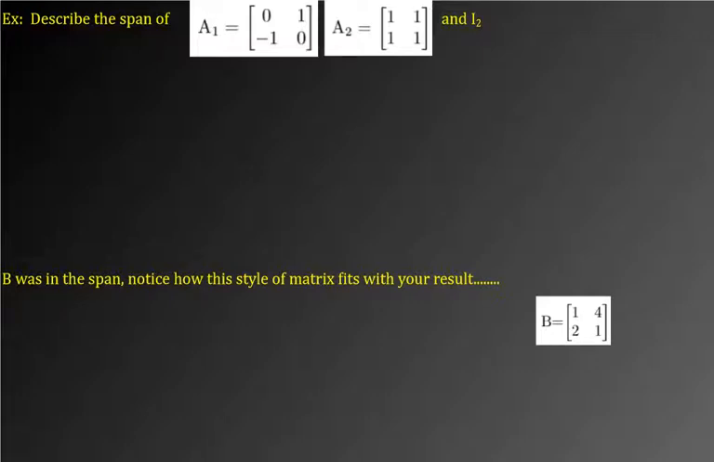So if that previous problem was whether B was in the span of these two, because you can get this from a linear combination of these, then it's also good to answer the question, what does the span of this look like? If we were going to do that, we can do the same thing where we peel these matrices off into column vectors. So 0, 1, negative 1, 0, and then 1, 1, 1, 1, and then I2, 1, 0, 0, 1.